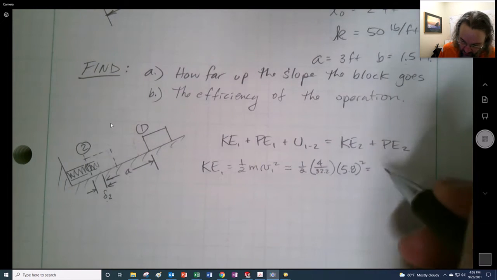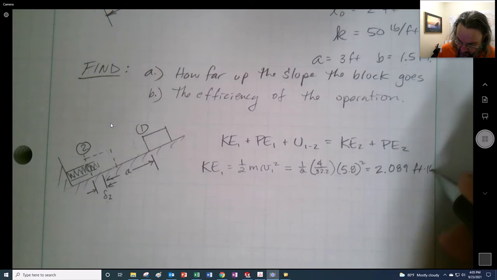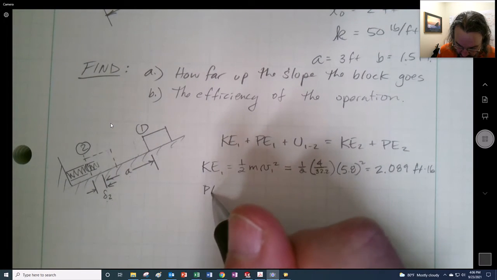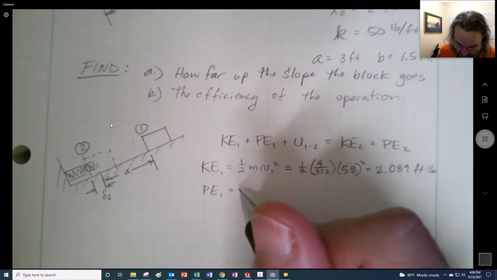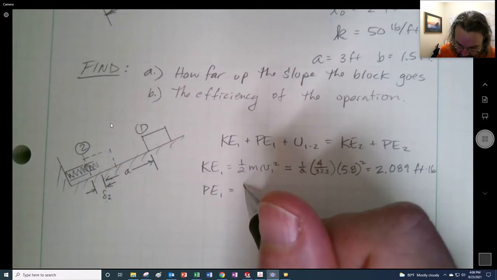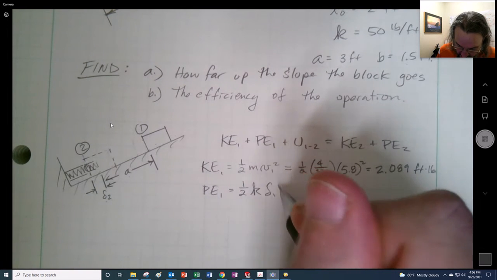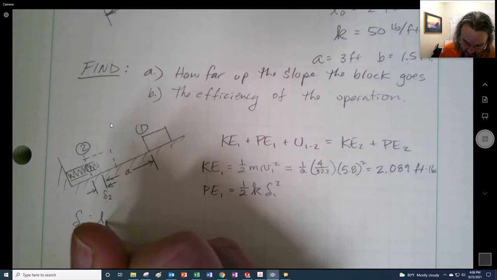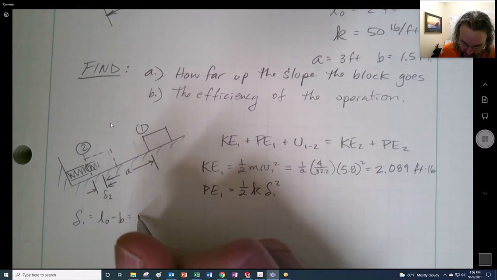Alright, so we're going to have 2.089 foot-pounds of energy, kinetic energy. Now the potential energy, here's one of the first things that we're going to have to deal with here. It's got some potential energy at this original state 1. That's going to be based on 1/2 del 1 squared, where del 1 is going to be LO minus B. And we could do that in our heads. It's 2 feet minus 1.5 feet, or 0.5 feet. Right? That's the initial thing.